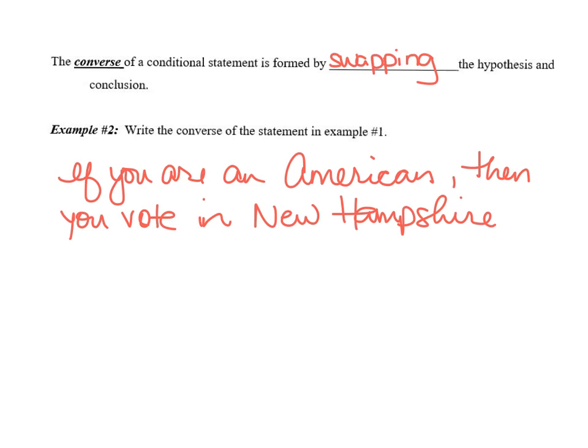So when you have a statement and form its converse, it's very possible that either both of the statements could be true, both of them could be false, or one could be true and the other could be false. So when you take a statement and write its converse, the meaning of the statement is not necessarily going to be the same.